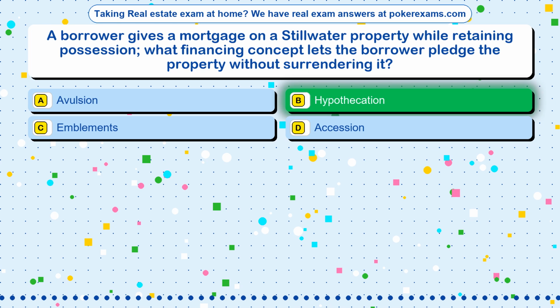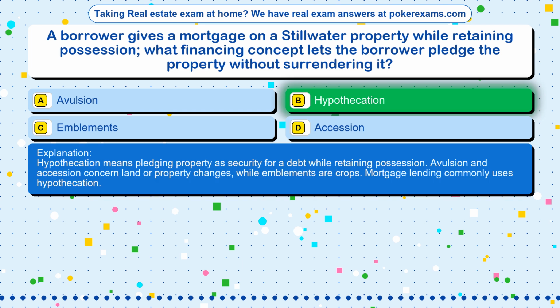The correct answer is option B. Hypothecation. Hypothecation means pledging property as security for a debt while retaining possession. Avulsion and accession concern land or property changes, while emblements are crops. Mortgage lending commonly uses hypothecation.